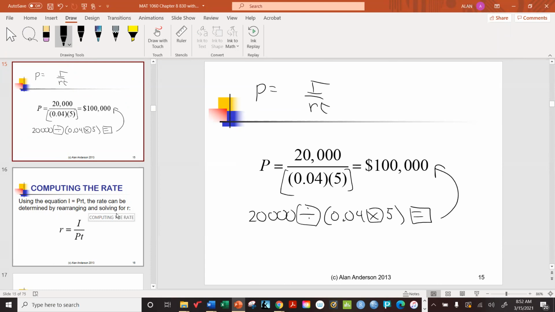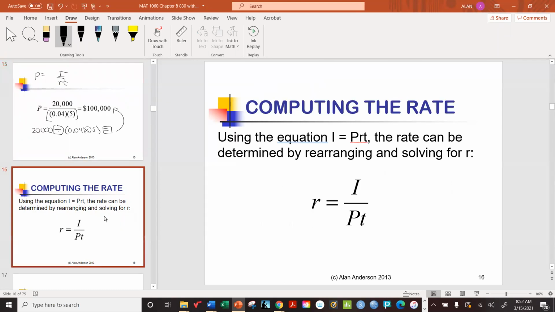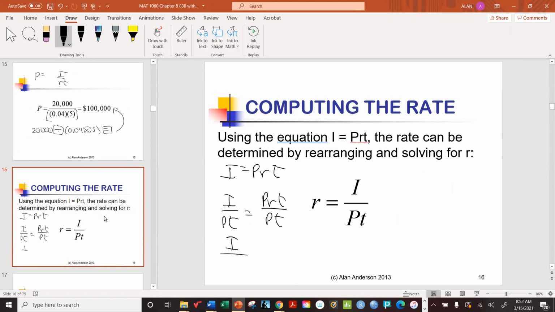All right. Now, how about this next case, computing the interest rate? So once again, we took the original formula, and we need to know the interest rate. And so what I'm going to do is divide out the variables that I don't need, which is P and T. And there you go. There's our formula.